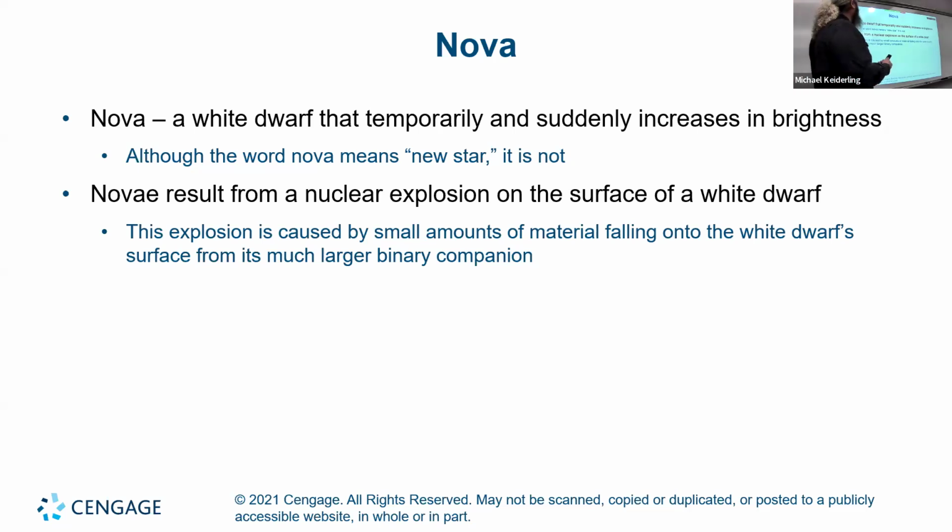And novae result from nuclear explosions on the surface of a white dwarf. What happens is material from a partner star, since most stars are binaries, gets lost to the white dwarf. That material settles on the white dwarf, heats up, undergoes thermonuclear fusion, and basically explodes, causing a sudden increase in brightness. That's a nova.